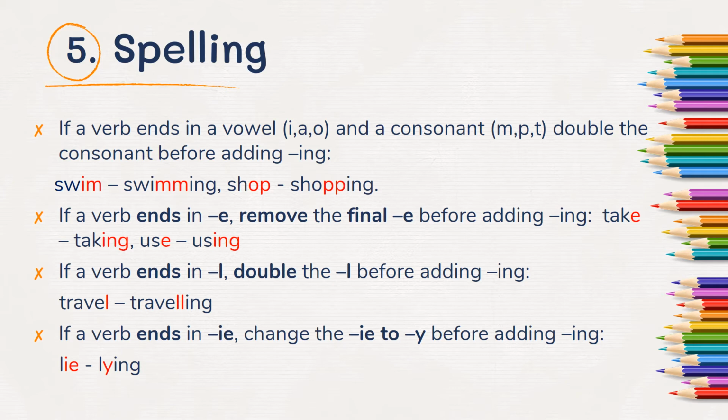If a verb ends in L, you have to remember that you have to double it. For example, travel, traveling. You double the L. If a verb ends in IE, then what you have to do is just to change this IE and replace it with Y. Like, for example, lie, lying.